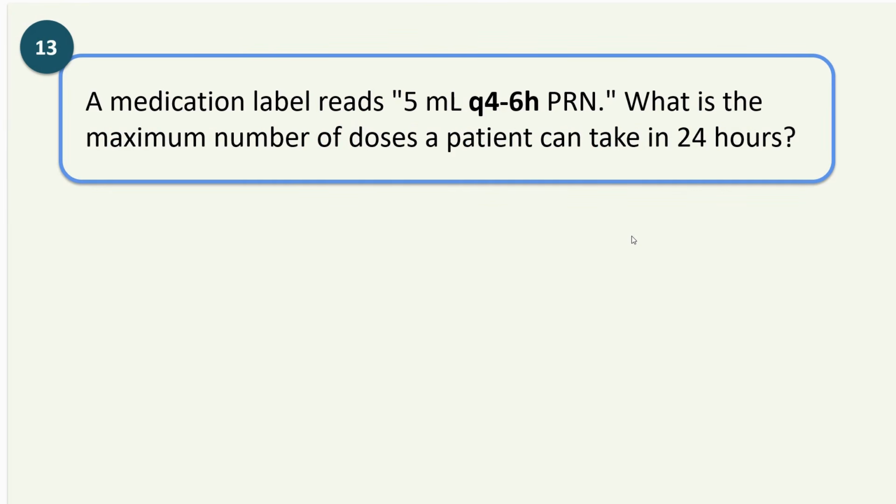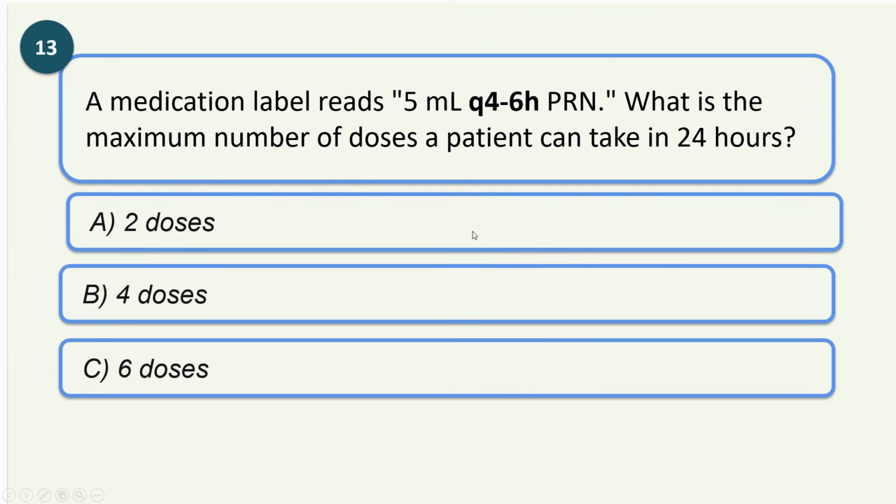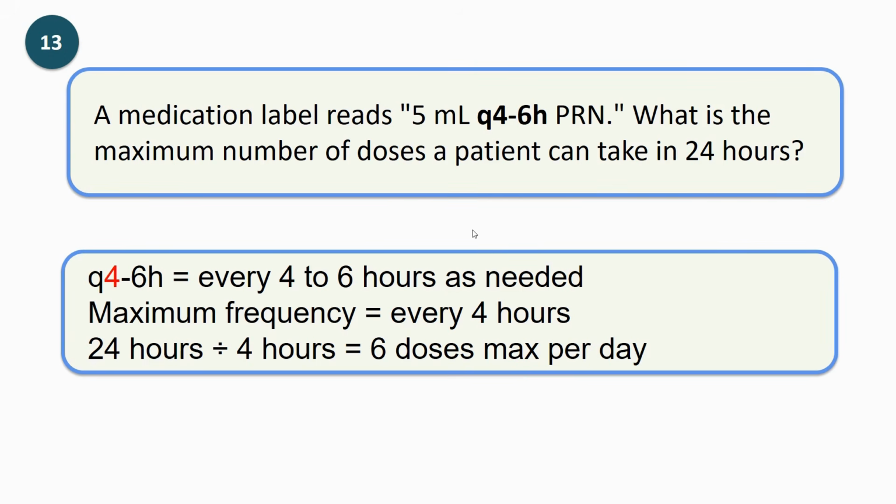Next, a medication label reads 5 milliliters every 4 to 6 hours PRN. What is the maximum number of doses the patient can take in 24 hours? A, 2 doses, B, 4 doses, C, 6 doses, D, 8 doses. Correct answer is 6 doses. So if you break down every 4 to 6 hours, when you have 4 to 6 hours, you should always take the higher frequency. 4 is the higher frequency because it is the maximum number of times.